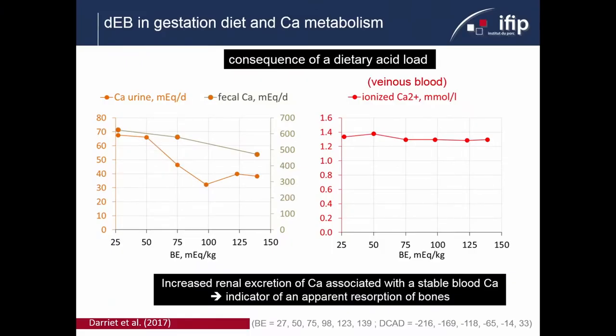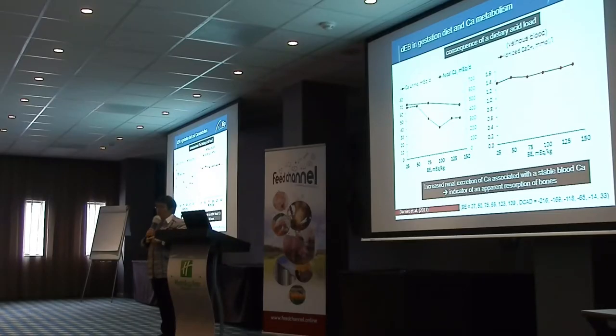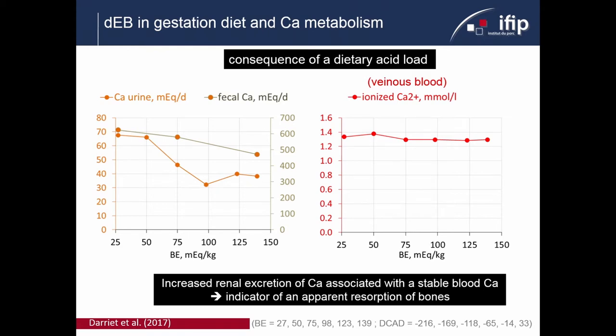But when we check the value of the calcium in the blood, it's still very strongly regulated, like pH. With the different diets that were supplied to the sow, the calcium intake was similar. Then it means that if the sow excreted more calcium in urine and regulated calcium in the blood, there was calcium coming from elsewhere. Where does it come from? Of course, from the bones. So it is a way to illustrate the calcium resorption from the skeleton.